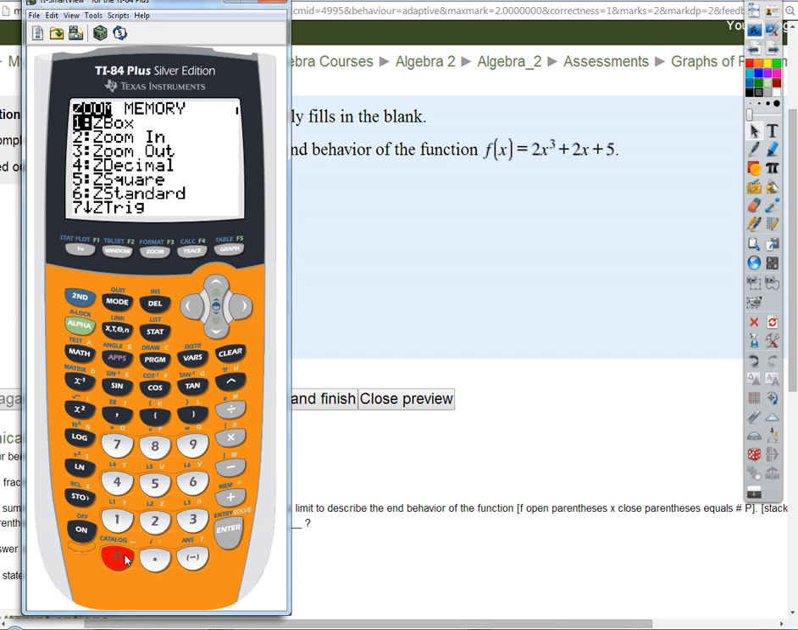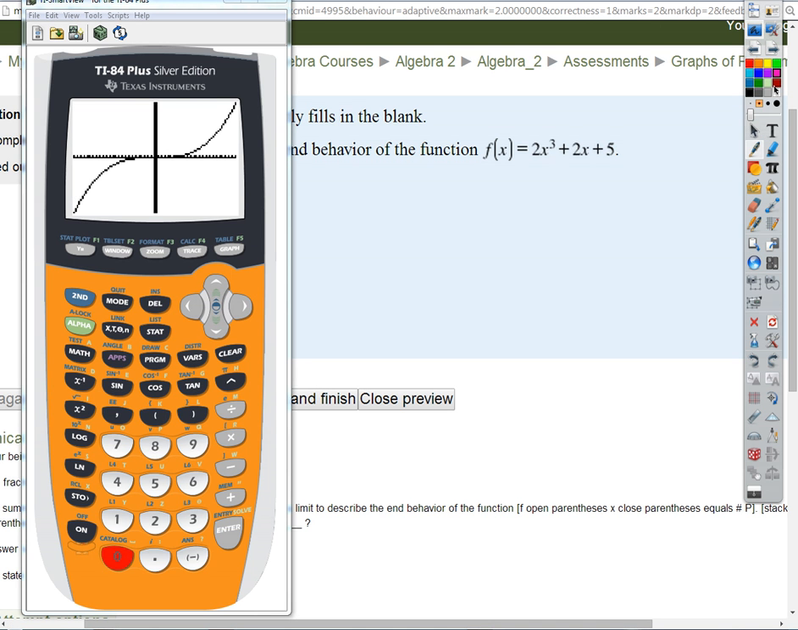As we go far to the left, it goes down, doesn't it? Right? So look what this is saying here. As x approaches negative infinity, f of x approaches negative infinity. Everybody see that? Because it's going down. Make sense?